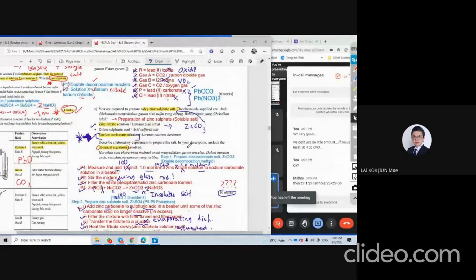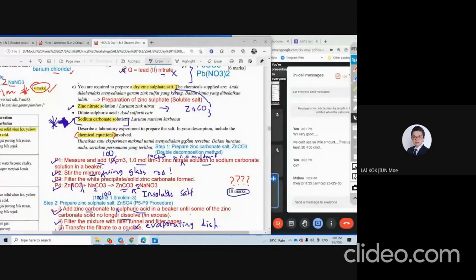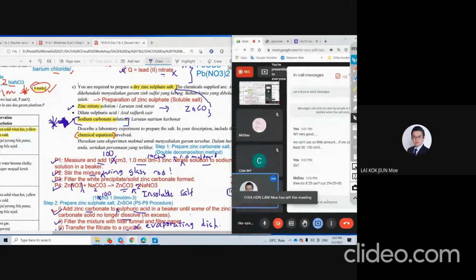So the problem here is 25 in the beaker, you mix it. Maybe still logical, but more is better because you're using a beaker. You can use more because you are using a beaker. If you can do 50-50, or 100, then good, no problem. As long as it's not too little, it's okay. So no problem.